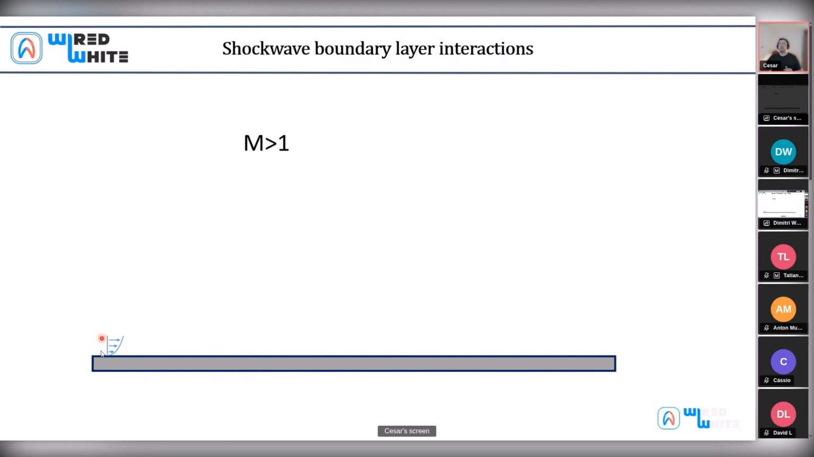So what happens is that a boundary layer is a region of the flow whose velocity evolves rapidly from 0 up to the free stream velocity, right? In this case, we have a supersonic flow. So basically, this is what a boundary layer is: a region of high velocity gradients. Now let's assume that we have a shock wave that brings the flow from supersonic back to subsonic.